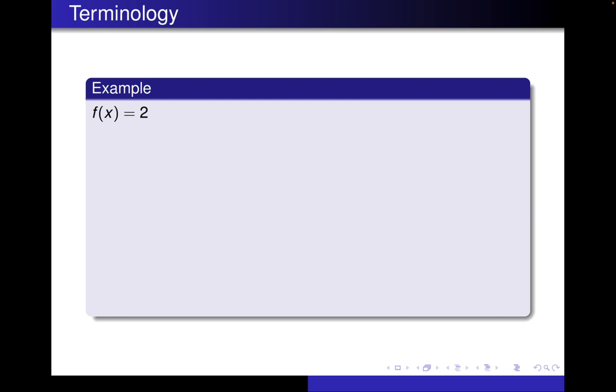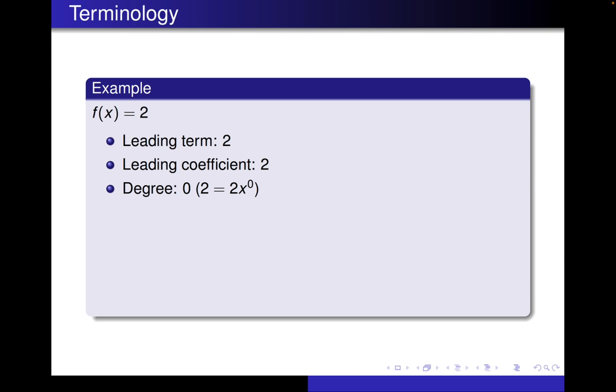And finally, our super boring polynomial, our constant polynomial, still has all these things going for it. It has a leading term. Well, it only has one term, so that's the leading term, 2. The leading coefficient is also 2. And then the degree might not be obvious, except again, if you think of 2 as being 2x to the 0, which of course we can, because x to the 0 is equal to 1, then the highest power of x that you have is 0. So our degree is 0.